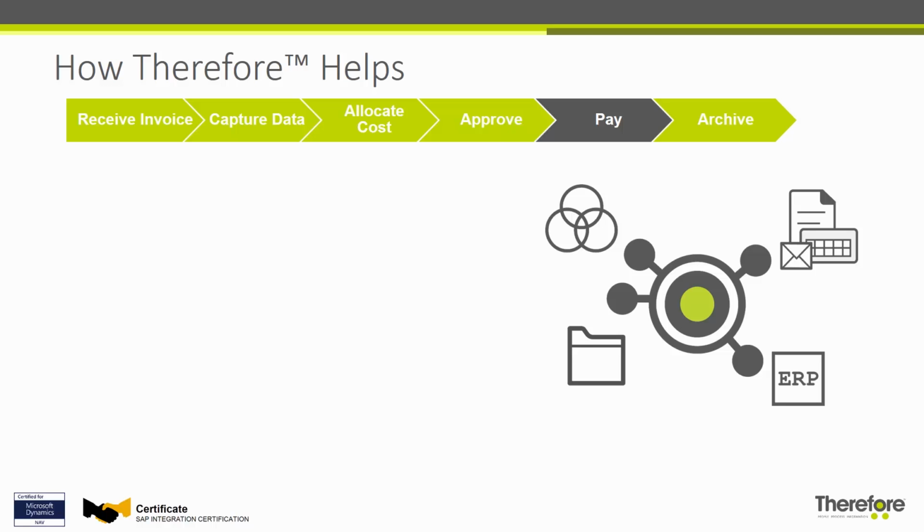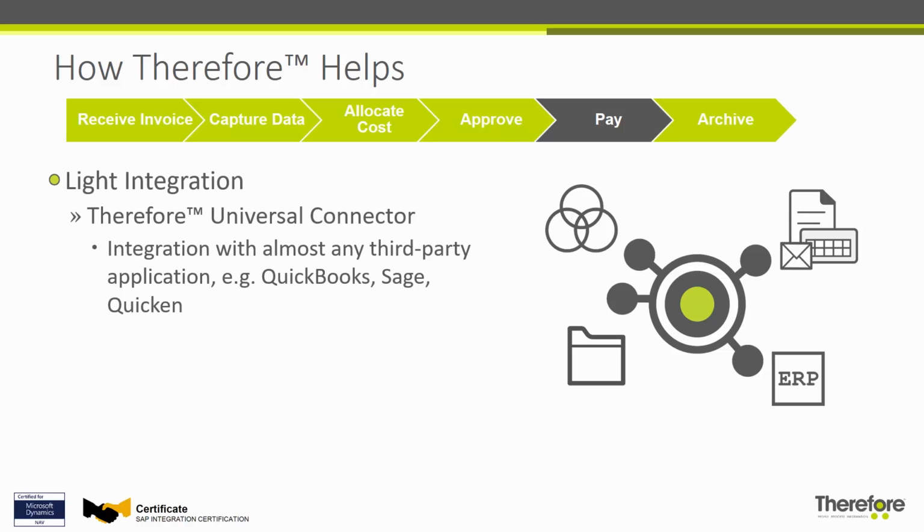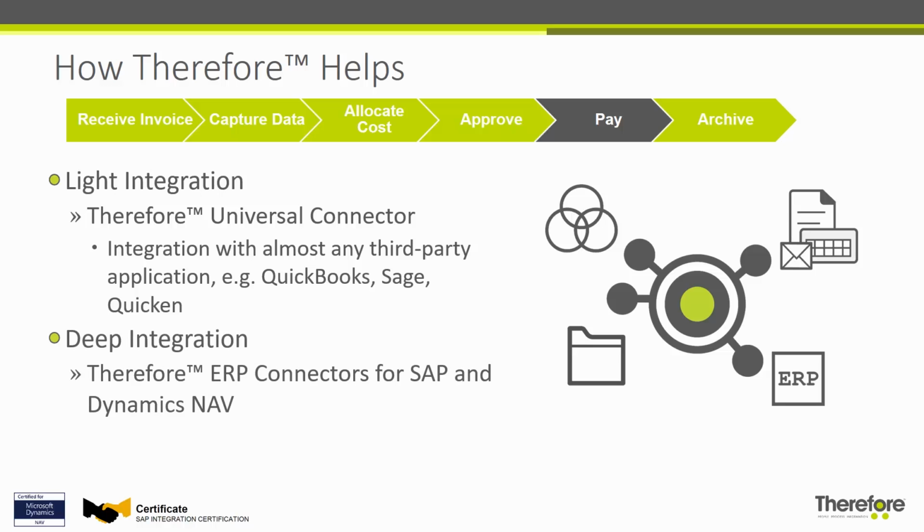Okay, so once we've reached the pay stage, this is where it gets really interesting with Therefore being able to support different types of integration scenarios. In a scenario where a light integration is needed, like for pulling up documents based on data in third-party applications, the Therefore Universal connector works really well by giving you a chance to pull that data from almost any third-party application like QuickBooks, Sage, Quicken, or really any program, both installed and hosted, that lets you read and copy data. This is what we'll be focusing on in this part of the demo.